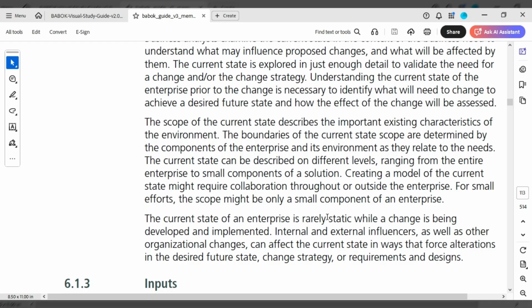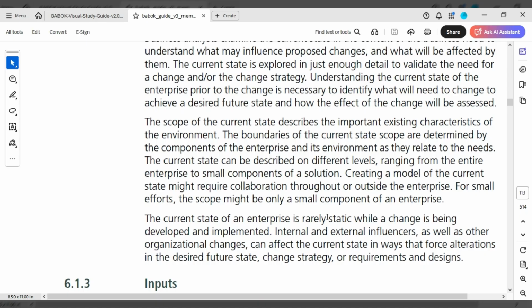The scope of the current state describes the important existing characteristics of the environment. Yes, whatever the current state would cover, it describes the important existing characteristics of the environment. So the boundaries of the current state scope are determined by the components of the enterprise and its environments as they relate to the needs. So whatever the environment relates to the needs, you should be mindful not to go out of this. Okay, so that's why we streamline whatever you are doing.